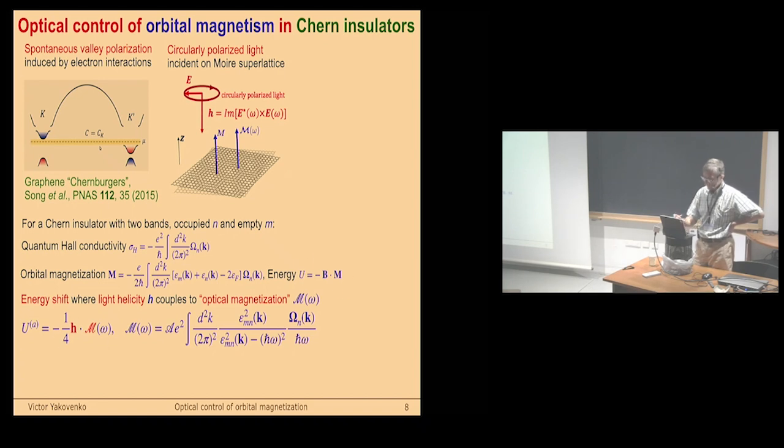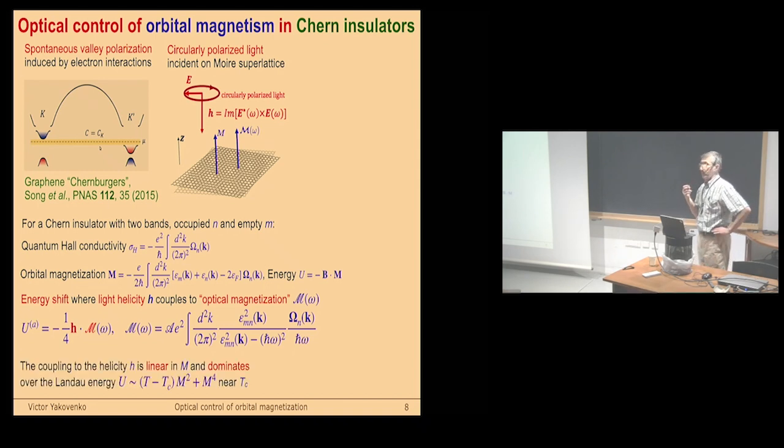So H, the helicity of light, plays the role of an effective optical magnetic field, and it's multiplied by some object, which is an integral of Berry curvature, an optical analog of magnetization. But you see, it depends on the frequency of light that you shine. Okay, fine. And so this energy of interaction with light can control the state of the system.